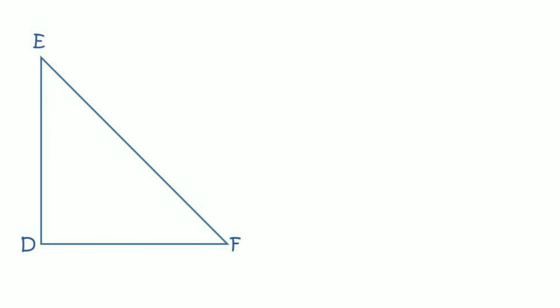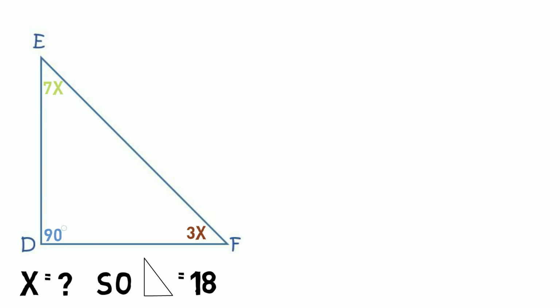Look at the triangle DEF. Angle D equals 90 degrees. Angle E equals 7x, and angle F equals 3x. This time, we're going to write an equation and solve for x to see what value x has to be to make this triangle equal 180 degrees.